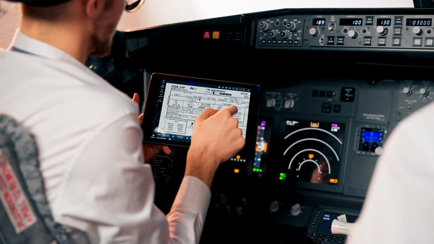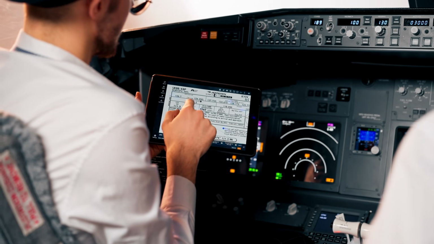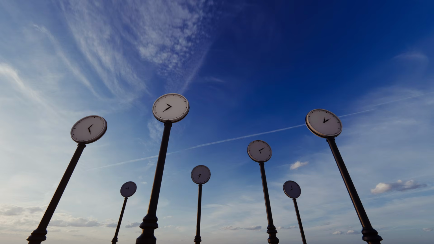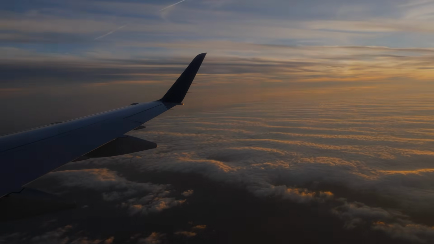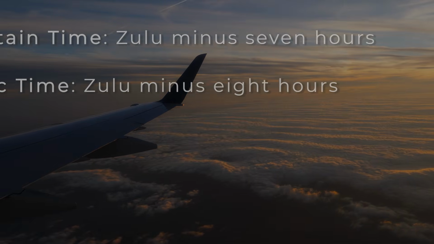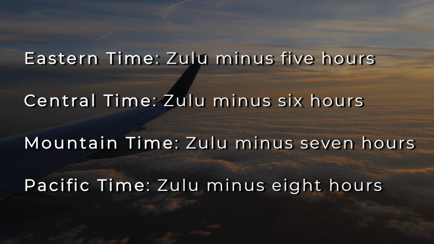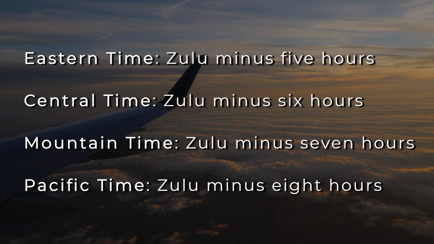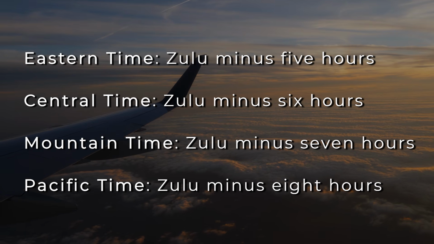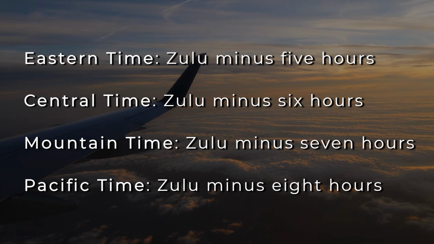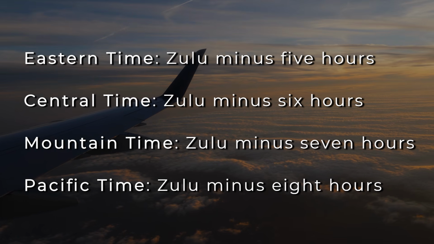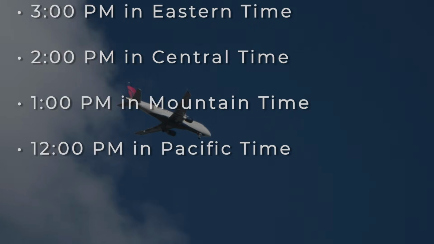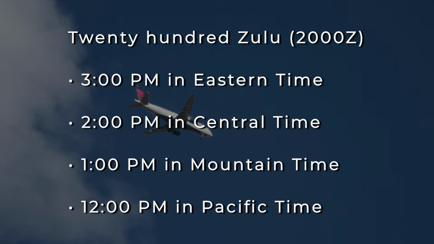To convert Zulu time to local time, you add or subtract hours depending on your time zone. Because Zulu time is the same as Coordinated Universal Time, each location around the world has a set offset from this universal clock. For example, in the United States, the standard time offsets are Eastern Time, Zulu -5 hours, Central Time, Zulu -6 hours, Mountain Time, Zulu -7 hours, and Pacific Time, Zulu -8 hours. If the time is 2000 Zulu, the local time would be 3 p.m.